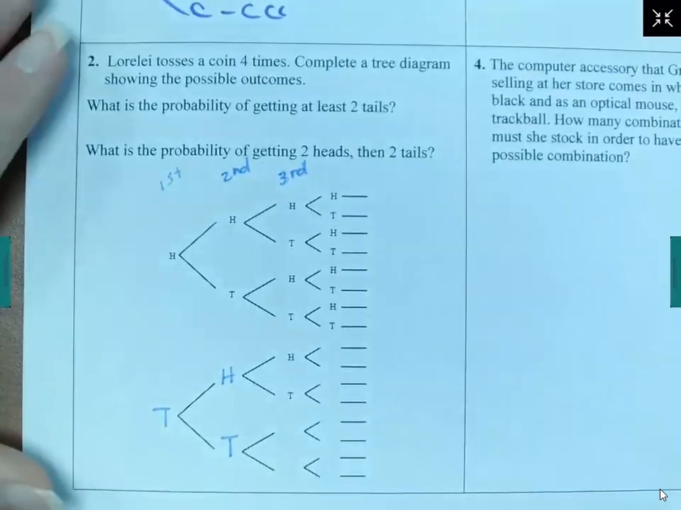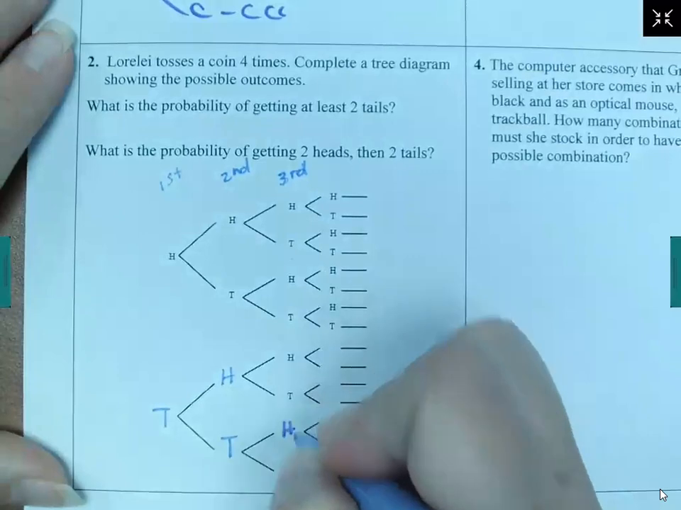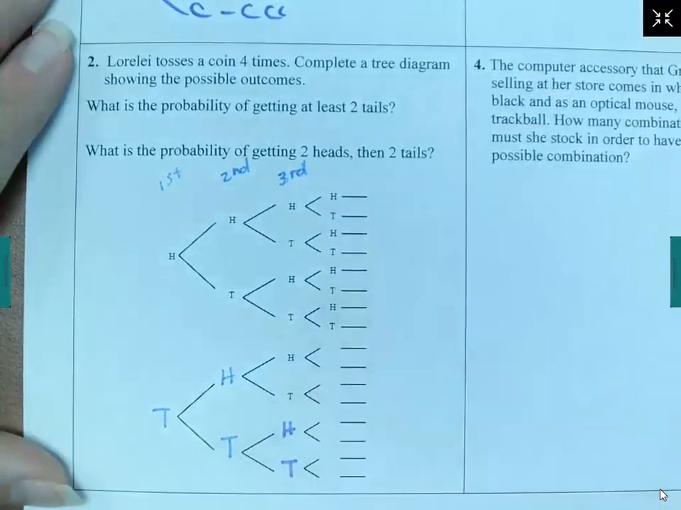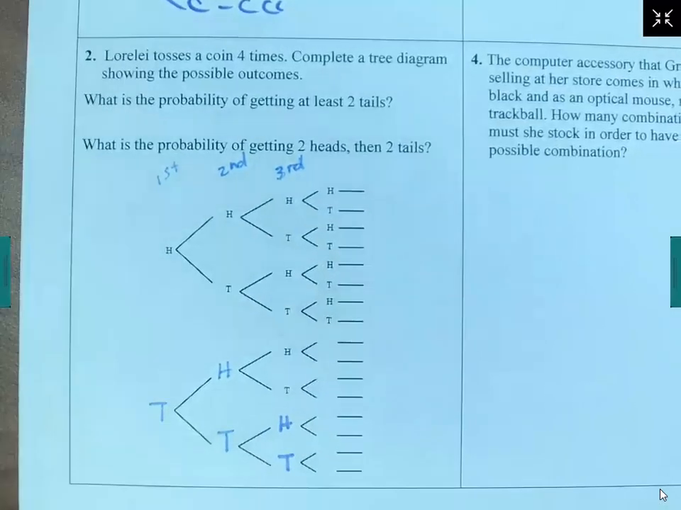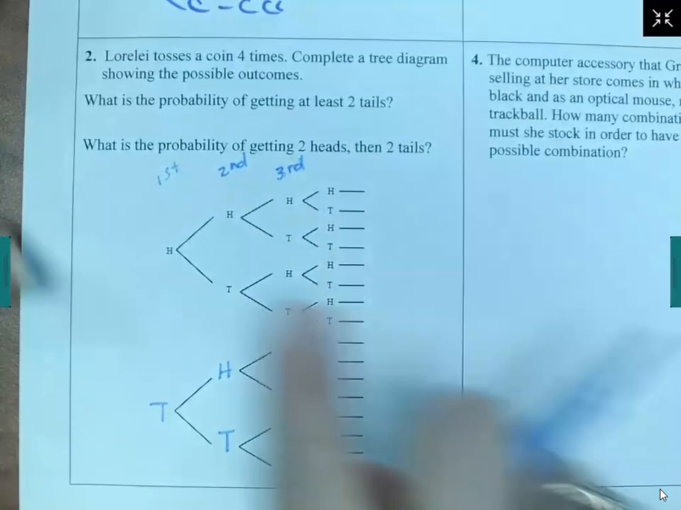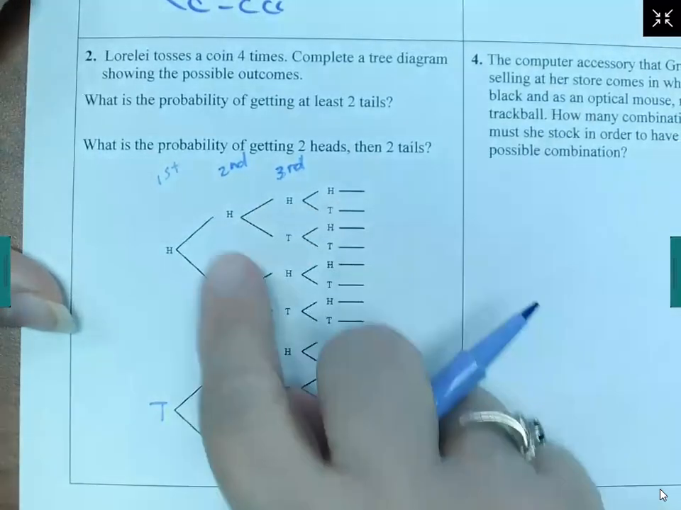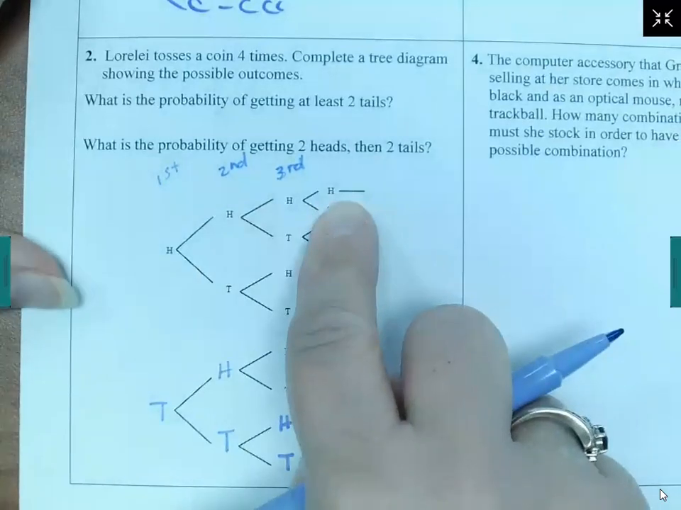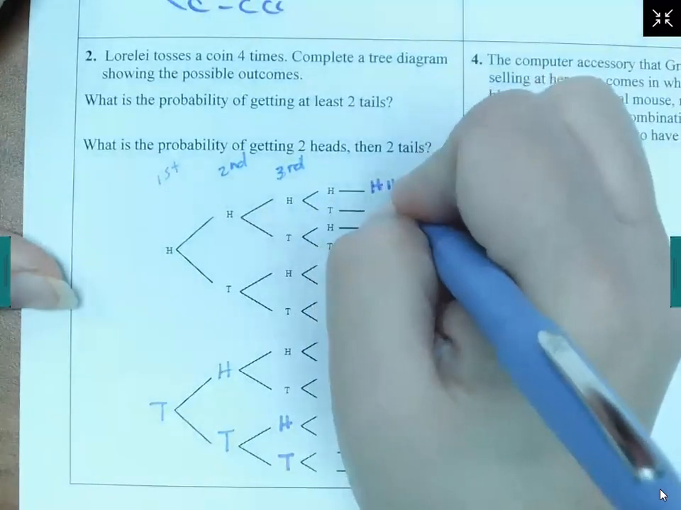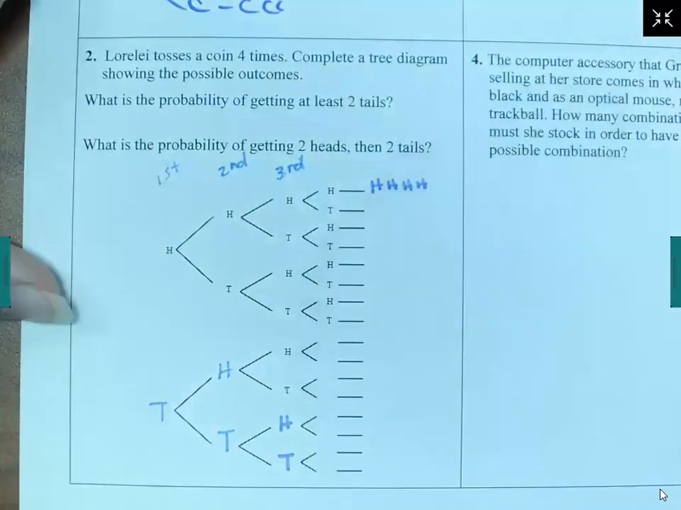What's missing on the third option? At the bottom, there's a heads and tails missing. Now for the sample space. What's this first branch? H. 4 H's.